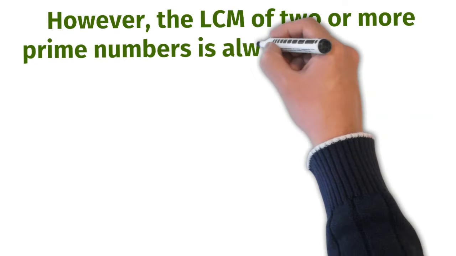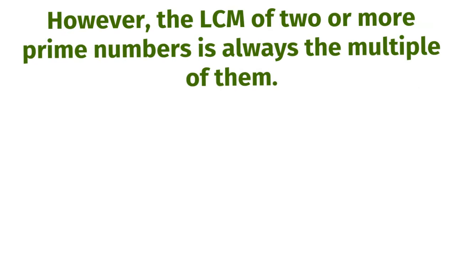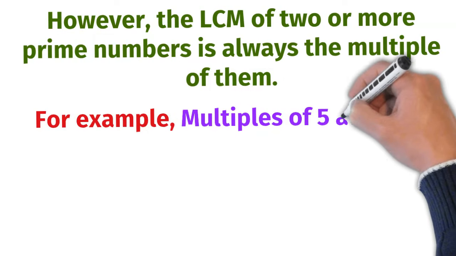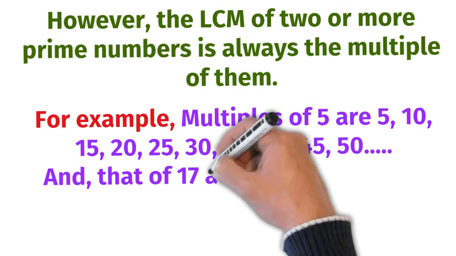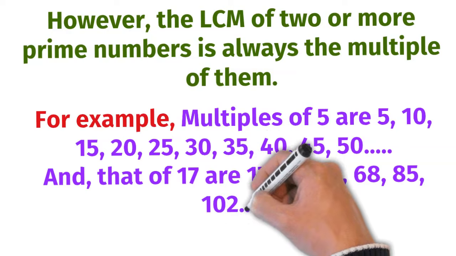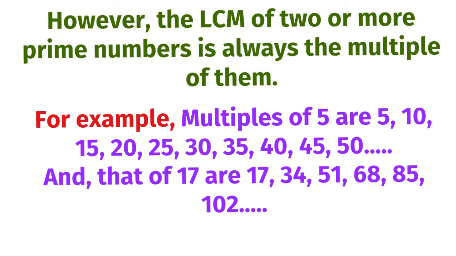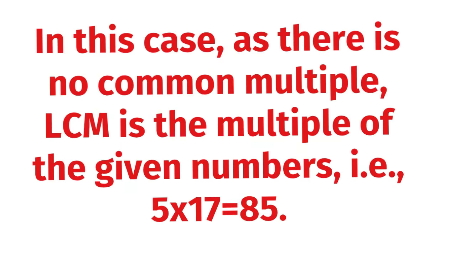However, the LCM of two or more prime numbers is always the multiple of them. Let's understand from an example. Multiples of 5 are 5, 10, 15, 20, 25, 30, 35, 40, 45, 50, etc. And that of 17 are 17, 34, 51, 68, 85, 102, etc. In this case, as there is no common multiple, LCM is the multiple of the given numbers, that is 5 into 17 equal to 85.